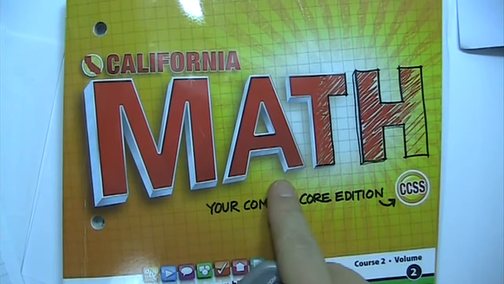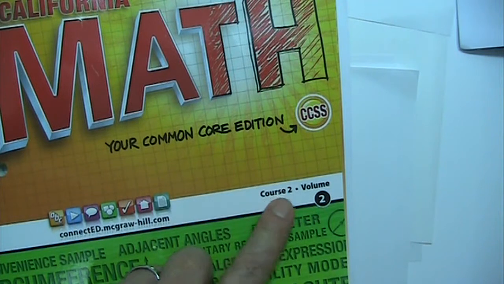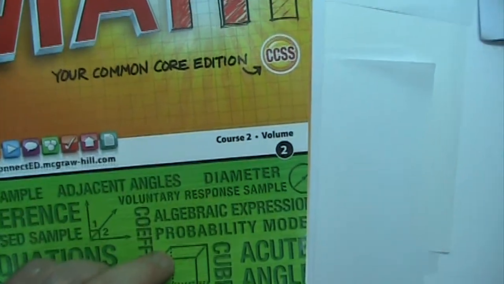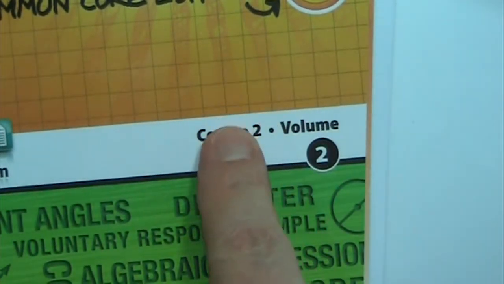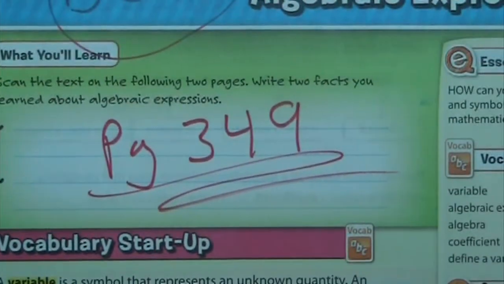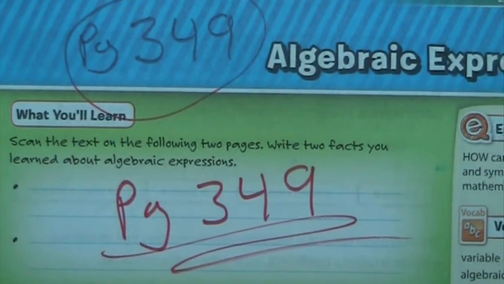Okay, let's open up our math book. And remember, this is volume 2. Make sure you're in the correct workbook. Course 2, volume 2. It's the real thick one. Open it up and turn to page 349.